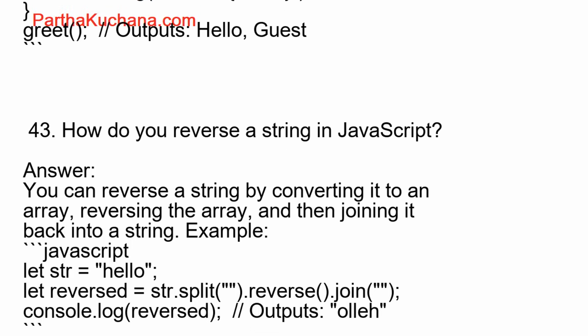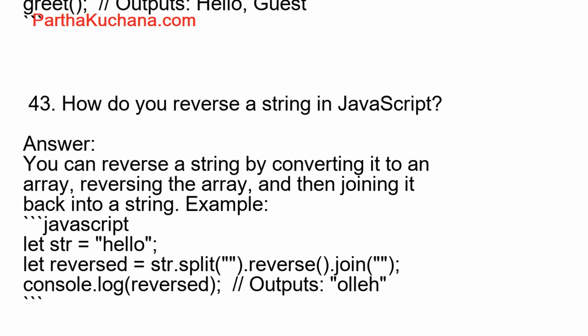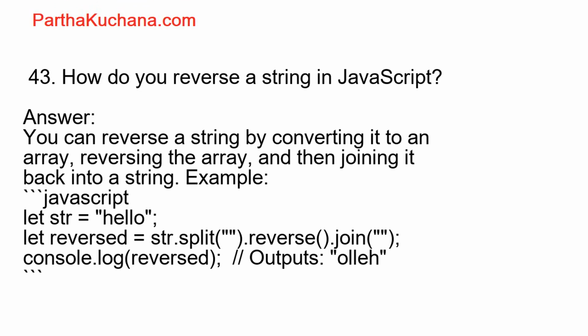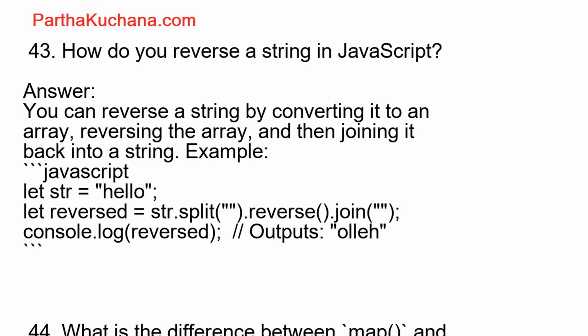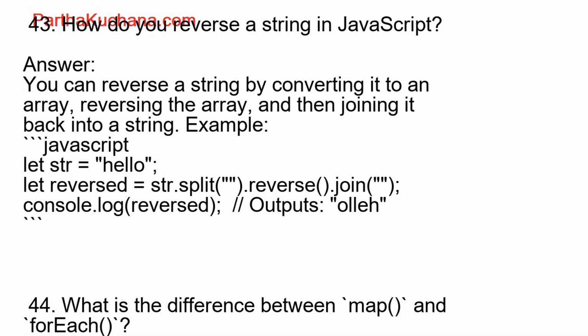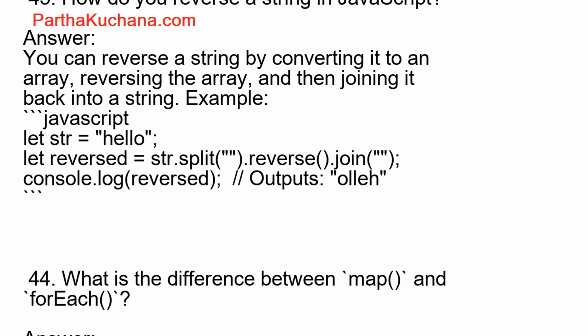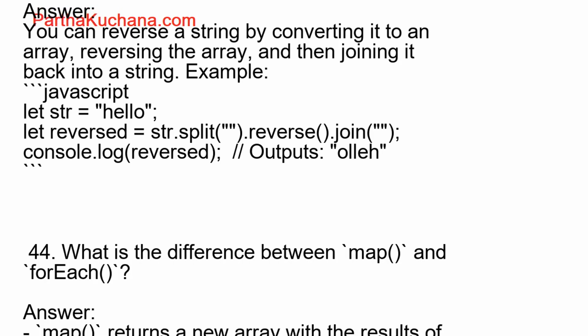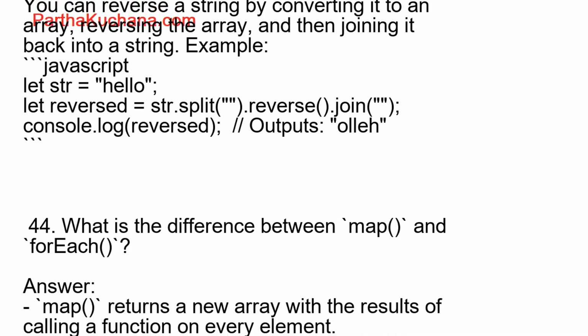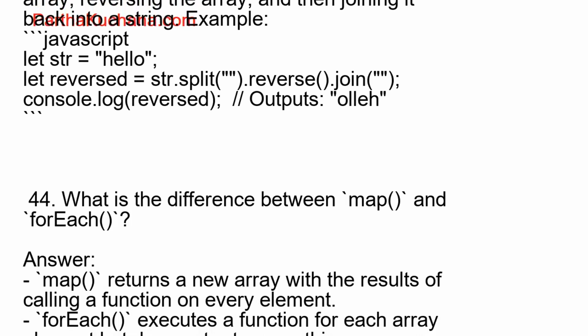45. How do you check if a variable is an array? Answer. You can use Array.isArray to check if a variable is an array. Example, JavaScript. Let arr equals 1, 2, 3. Console.log Array.isArray arr // true.